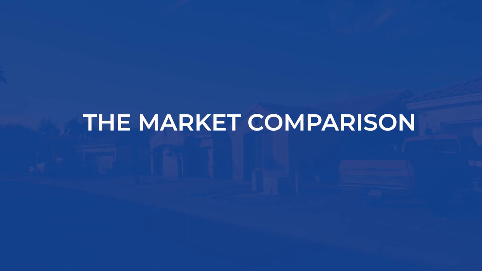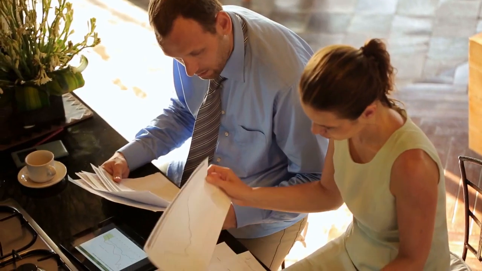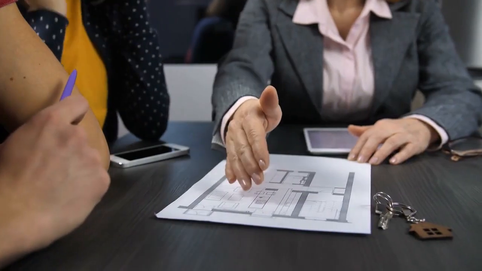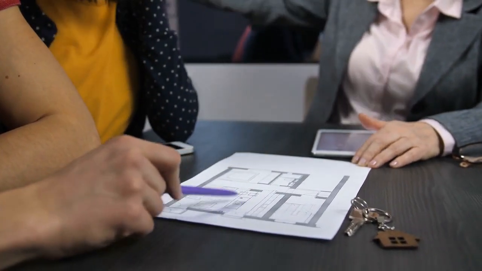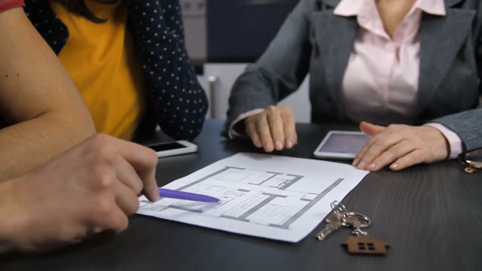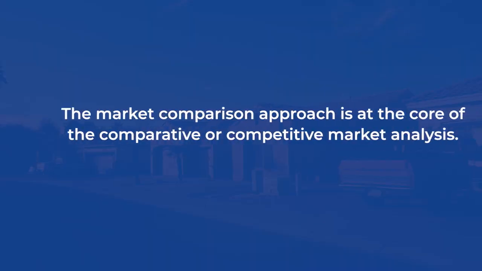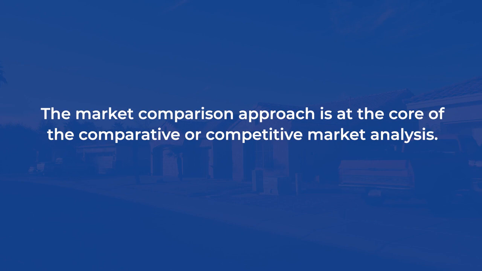The market comparison approach estimates the value by comparing the property to similar properties that have sold in the same market. Other properties are used to form a baseline. The value is then adjusted up or down based on differences between the evaluated property and the comparison properties. The market comparison approach is at the core of the comparative or competitive market analysis.